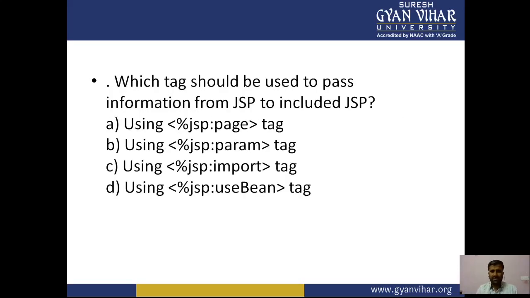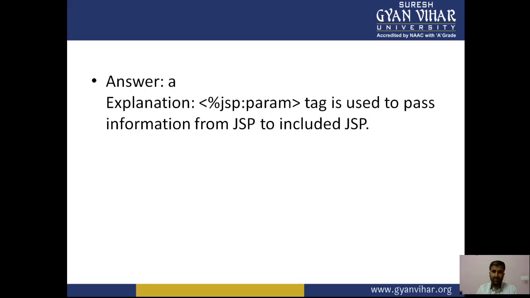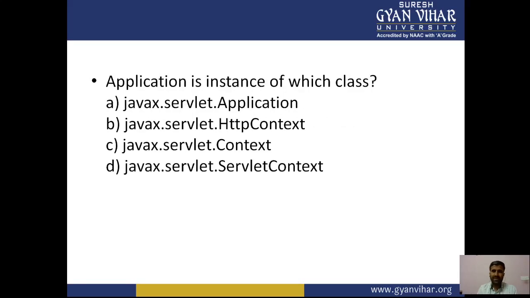Which tag should be used to pass information from JSP to an included JSP? Using jsp:param tag, using jsp:parameters tag, using jsp:import, using jsp:useBean. The answer is A. Explanation: the JSP param tag is used to pass information from JSP to an included JSP.